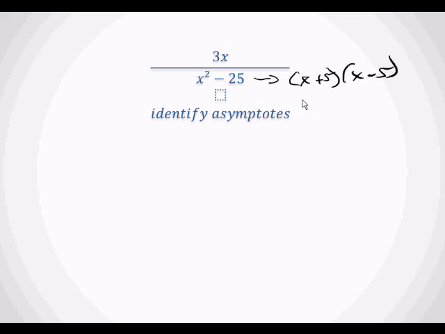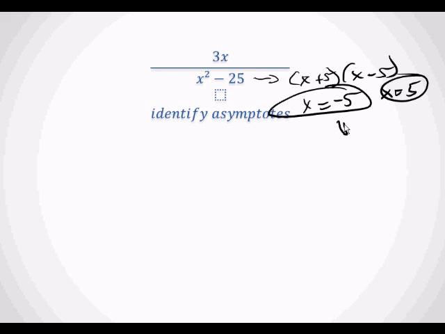Identify the asymptotes. Remember, you have to factor the bottom. The bottom factors to (x plus 5)(x minus 5). So you have x equals -5 and x equals +5 when you solve for x. These are your vertical asymptotes. You set the bottom equal to 0 and then solve for x.